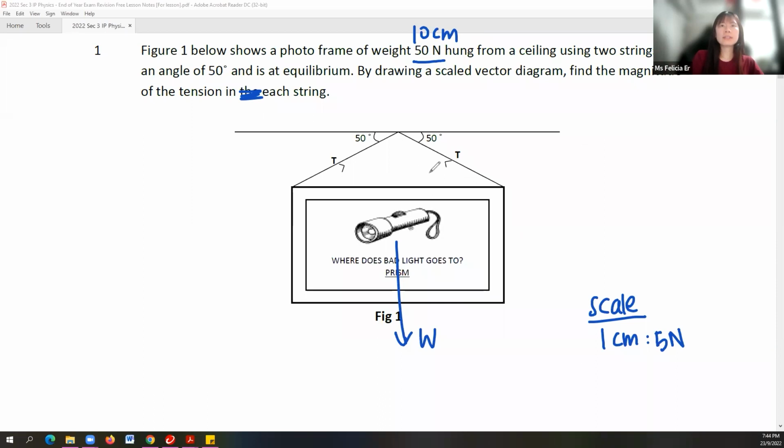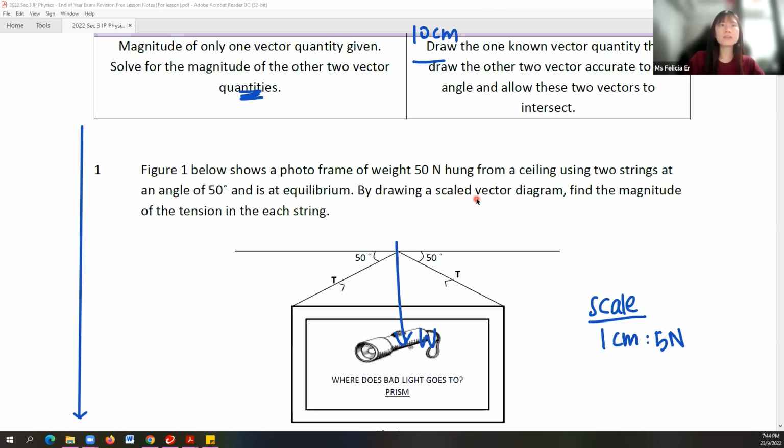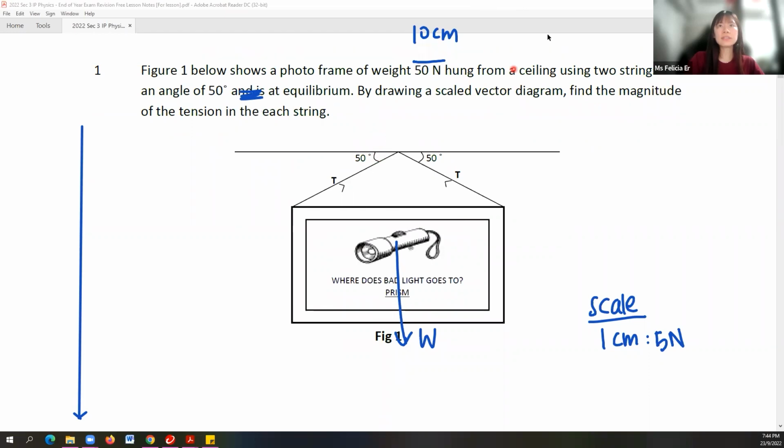Then next, after you have drawn it, I will just do a sketch, because as you can tell, I don't have space at the bottom. After you are done drawing a 10 cm line, next I will use the triangular, because I told you that I want to save time and be more accurate. What you can do next is draw based on the angle, as I mentioned in the method. After you draw the known one, you draw the other two accurate to their angle. In this case, the angle shown here is 50 degrees. So I will measure 50 degrees, then draw this line here. That means you can draw a perpendicular line first, then measure a line that is 50 degrees.